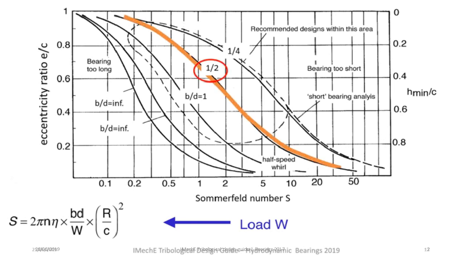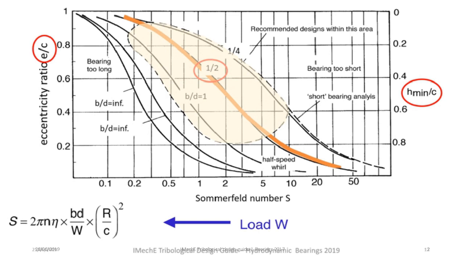The various curves are drawn for different values of B upon D and enable us to read off an estimate of the eccentricity ratio, that is E upon C, or equally Hmin upon C. Sensible designs are generally within the area shown. If the bearing is too short, then much of the oil supply is wasted in that it carries little load. If the bearing is too long, there can be alignment problems. And if Hmin is too small, there is a danger of solid-solid contact, and so damage to the bearing surfaces.